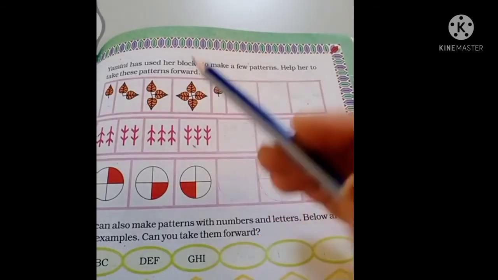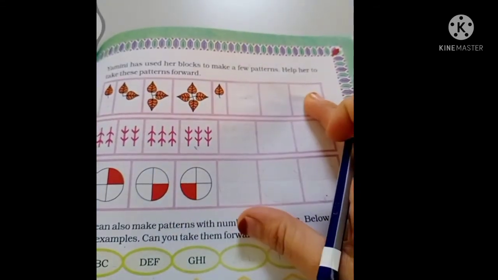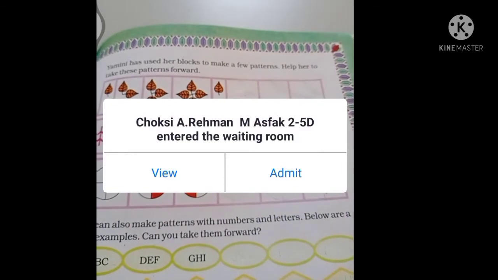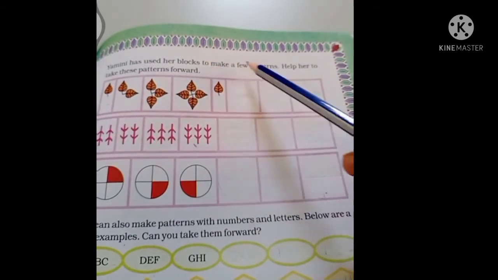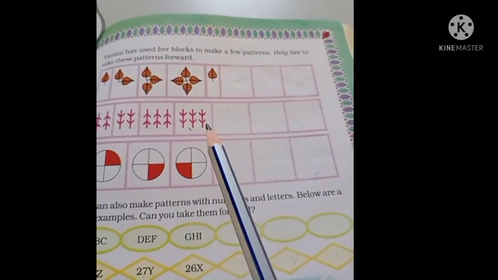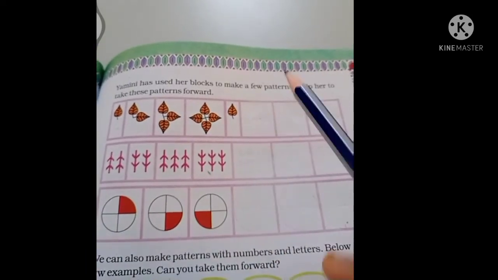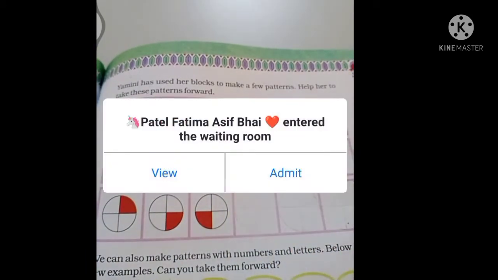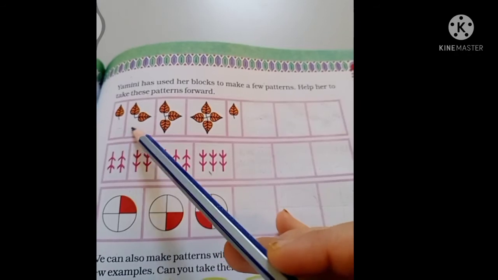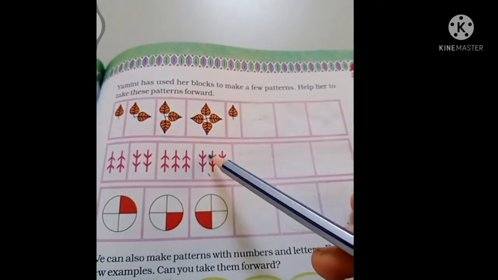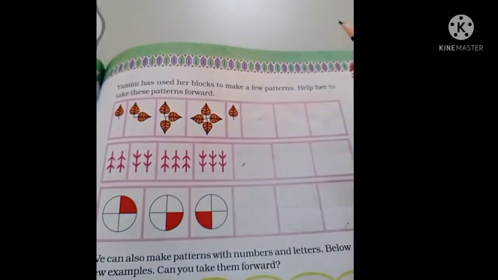Okay. Now students, on page number 109 it is given that Yamini has used her blocks to make a few patterns. Help her to take these patterns forward, right? So she used something like this, students, here you can see. Some patterns were there, and you have to help her continue or complete the remaining pattern.